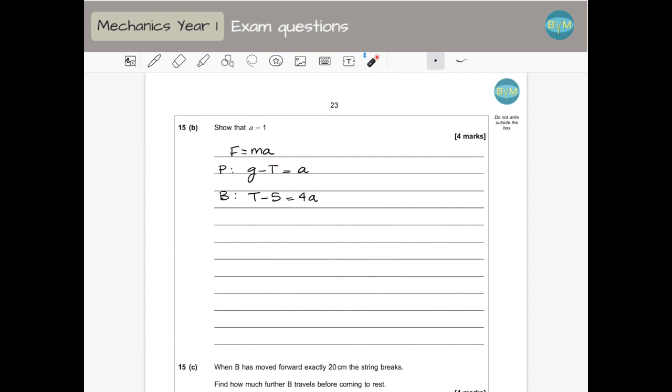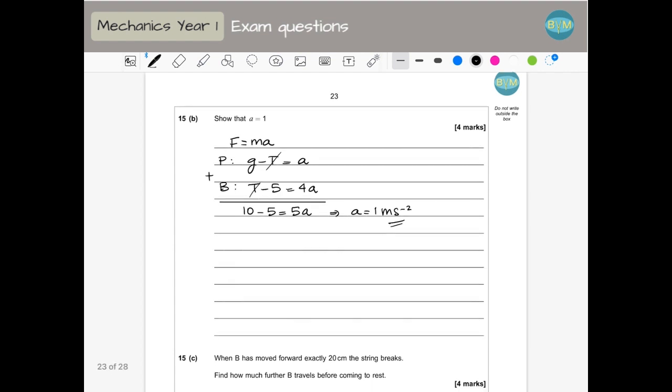If we solve the simultaneous equations, we will be able to find the tension and the acceleration, but they're asking just about the acceleration. So for example, I'm going to add them, because if I add both equations, I get rid of the T, and I can find a straight away. So g is 10, I have 10, these two are gone, 10 minus 5 is going to be a plus 4a, 5a, which means 10 minus 5, divided by 5, is 1. So the acceleration is 1 meter per second squared. And this is part b.